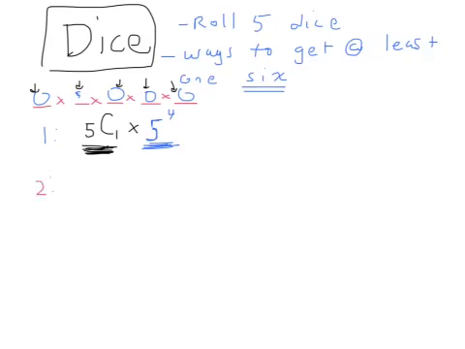Alright, what if I wanted to get 2 sixes? Well, to get 2 sixes, I've got 5 spots, and I'm choosing 2 spots to fill with sixes. Then I've got 3 spots left over to fill. In my other 3 spots, I can put a 1, 2, 3, 4, or 5. So there are 5 different options that could go in each of the 3 spots.